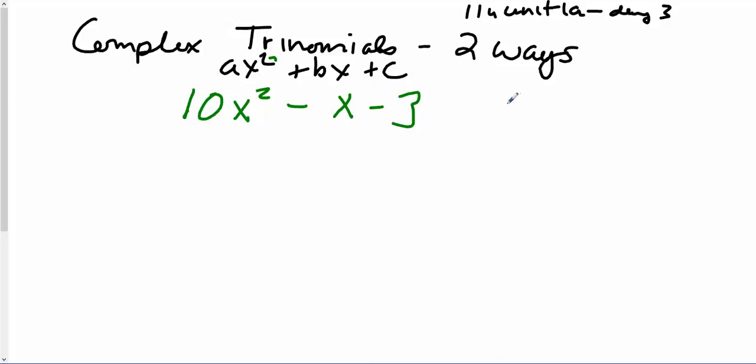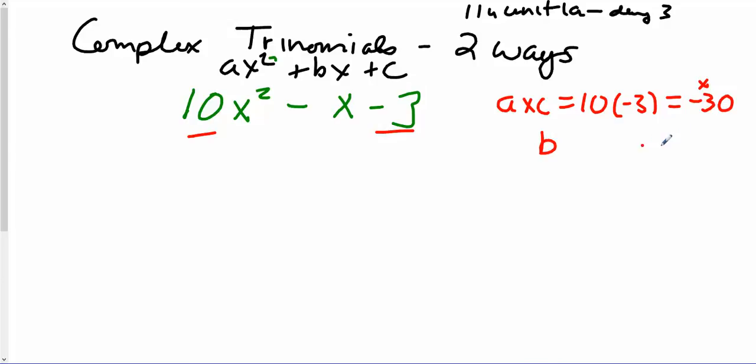What you want to do with complex trinomials is find two numbers that multiply to what a and c multiply to. So this number here and this number here. I have 10 times minus 3, which is negative 30. So I want two numbers that multiply to negative 30 and add to what b is. In this case it's negative x, so negative 1, a tricky one, but you guys are smart. So I want two numbers that multiply to negative 30 and add to negative 1.